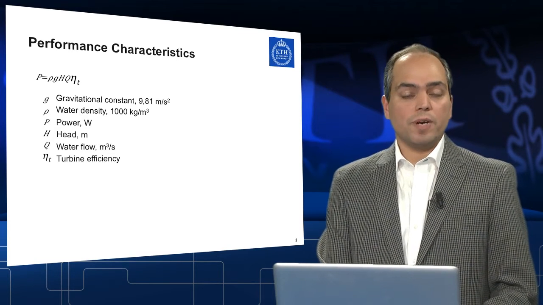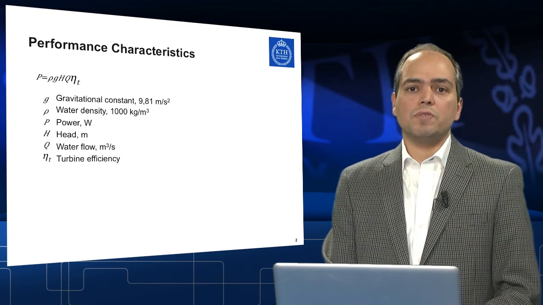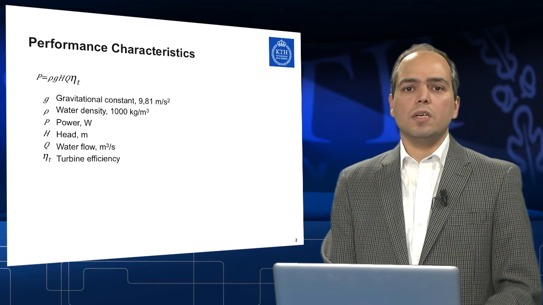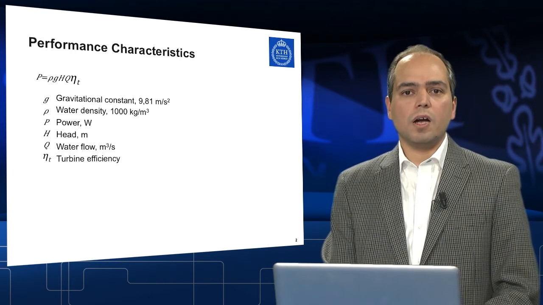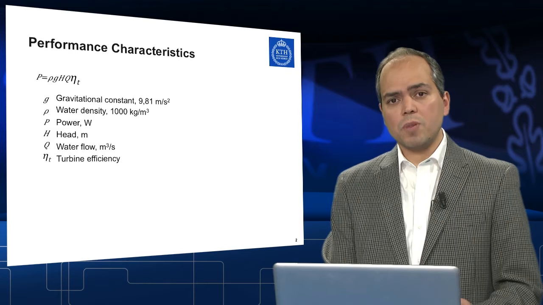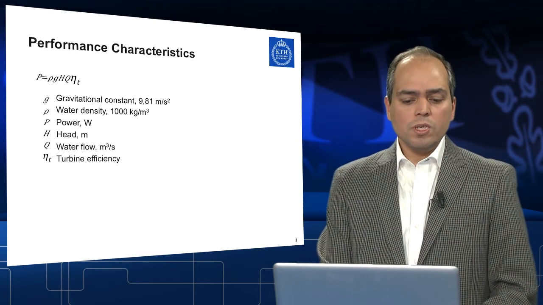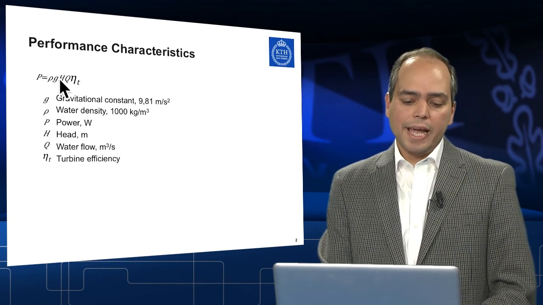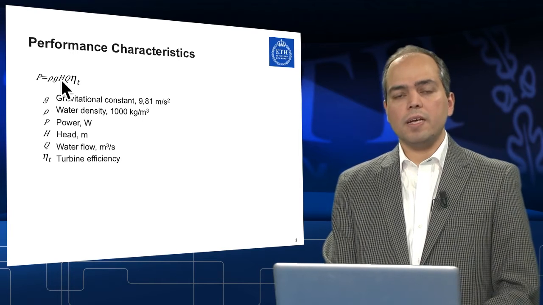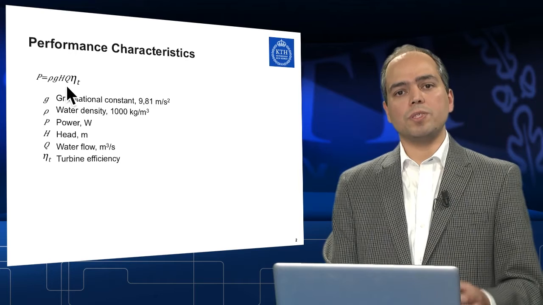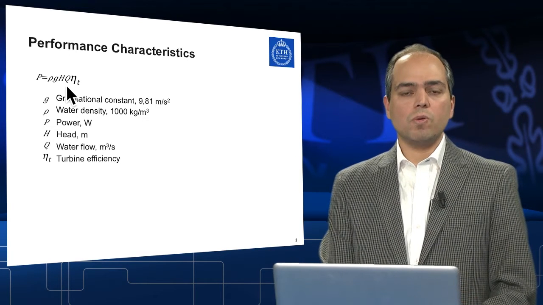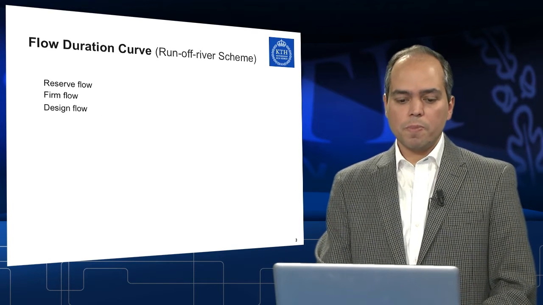turbine. For Francis turbines nowadays, the efficiency is around 90 to 93%, so there are very high efficiency turbines available on the market these days. So the only two remaining parameters are H, which is the available head, and Q, which is the available flow. And these two parameters play the main role in available power.